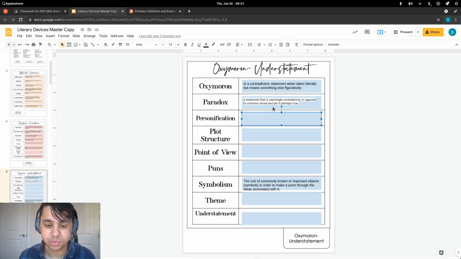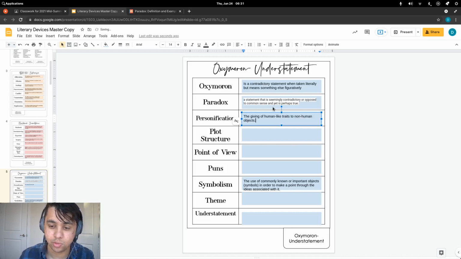Personification, we've already covered this. Personification is the giving of human-like traits to inanimate objects or to non-human objects. So let's go ahead and write that as our definition. The giving of human-like traits to non-human objects. So these can be both inanimate, which means that they're not alive.